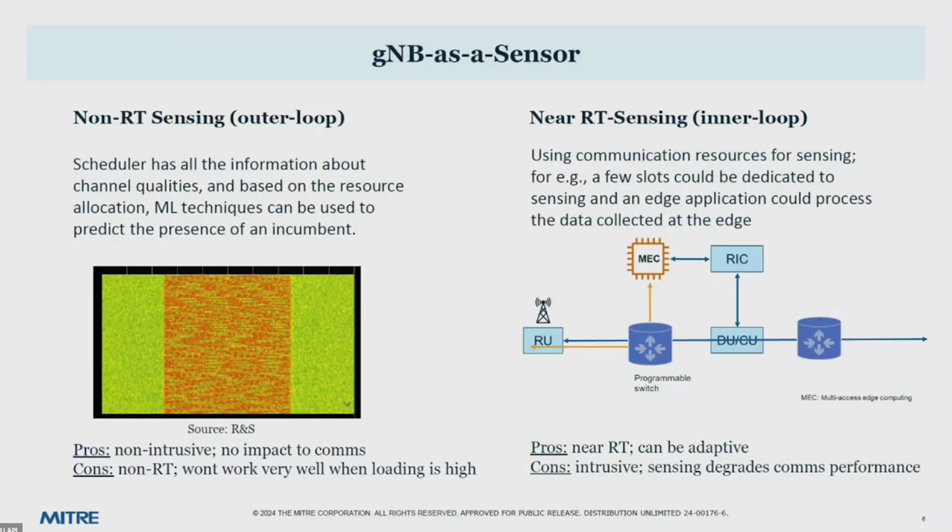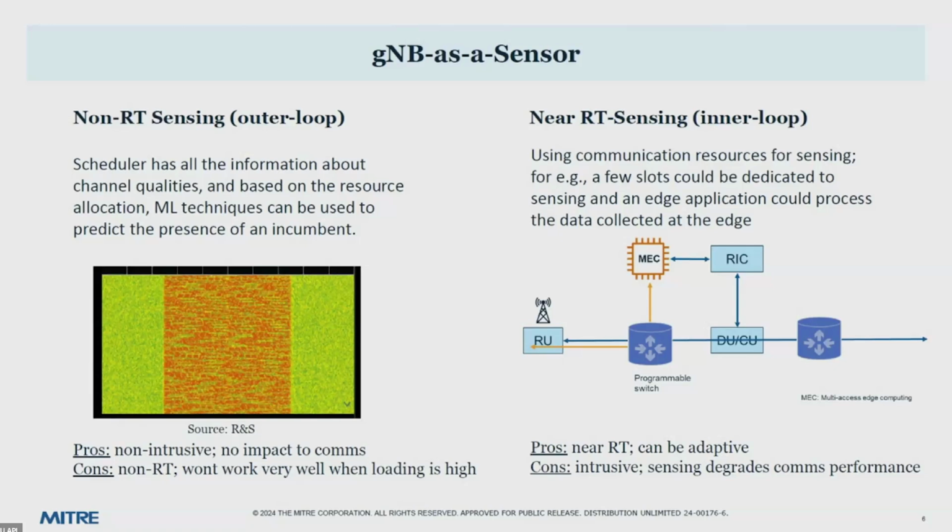So in this case, what you can see is that for a TDD-based system, some of the slots that you are using for uplink can be now used for sensing. So let's say that you have 10 slots, and you are using 1 or 2 slots for sensing. So those slots will now not be available for communication. So that's what is shown there.